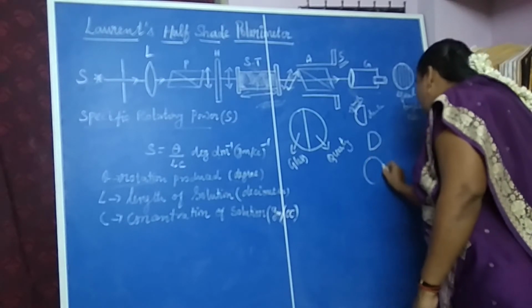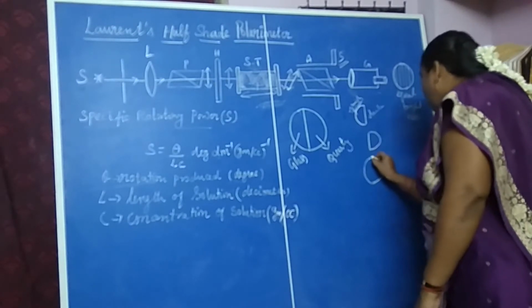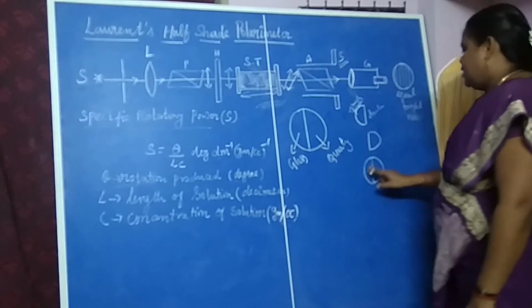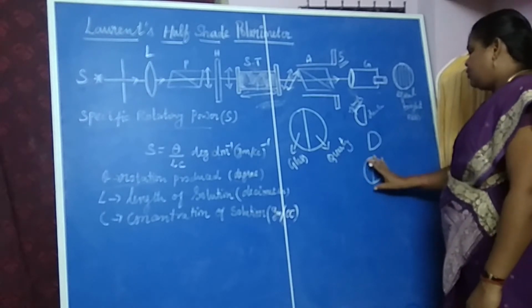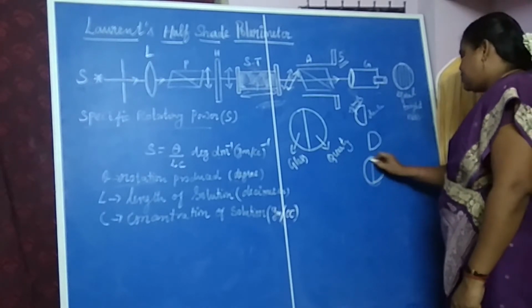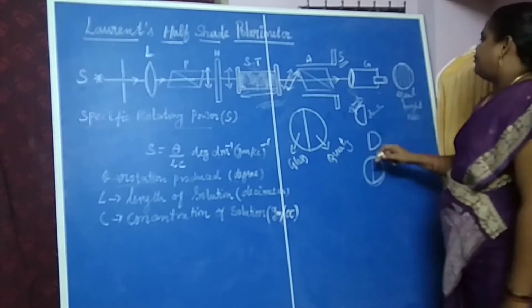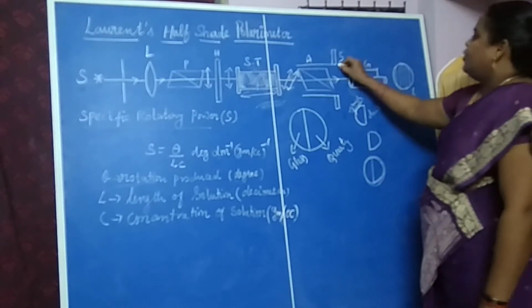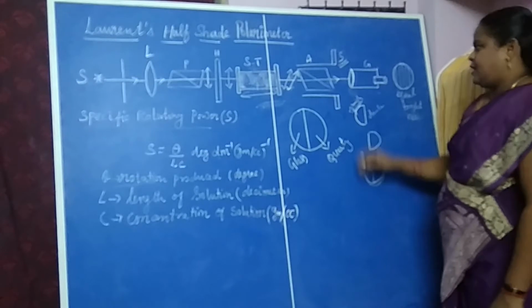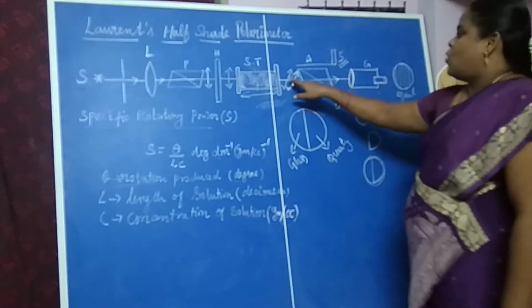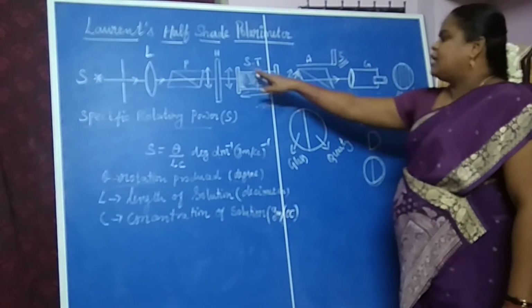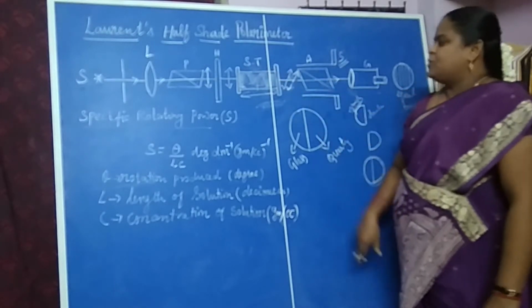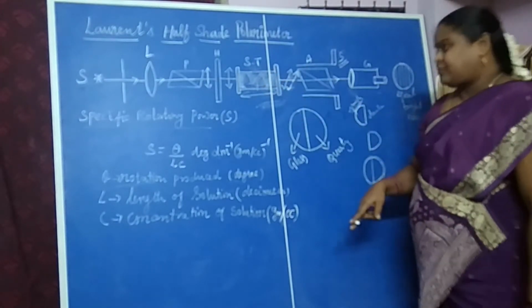In some other position we will get both halves equally illuminated. So we will get a full circular image in the field of view. At this position, we note the reading of the scale. That will give how much the angle is rotated by the optically active substance used here.